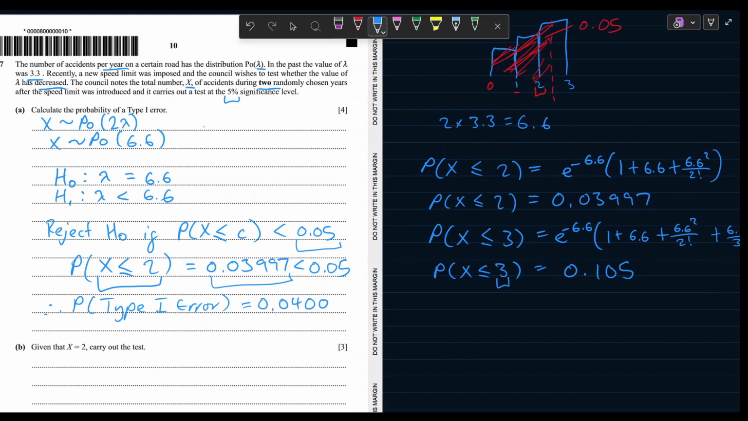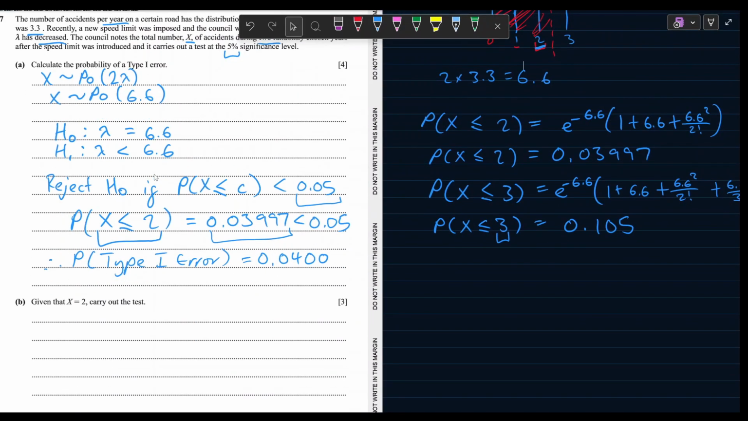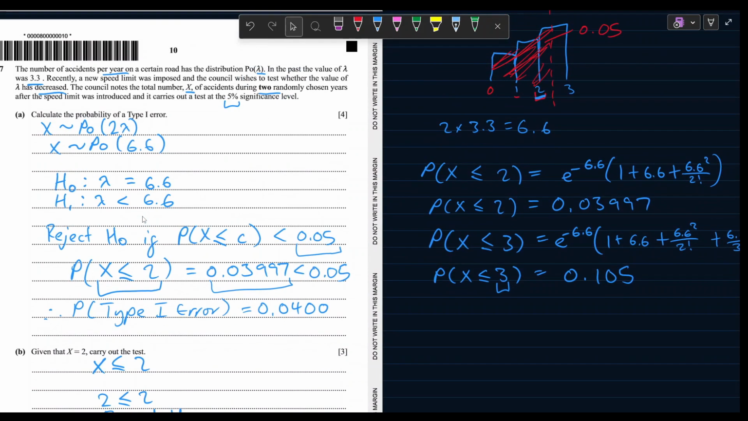Given that X is 2, carry out the test. As you can see with the diagram I've drawn, X is 2 is in the rejection region. So you just say our rejection region is X less than or equal to 2, and 2 is less than or equal to 2, so reject H naught. And conclude in context. What is our context? We are arguing that lambda has decreased.